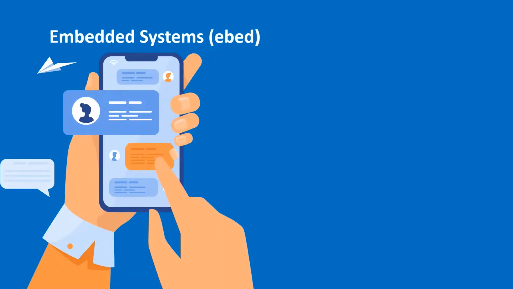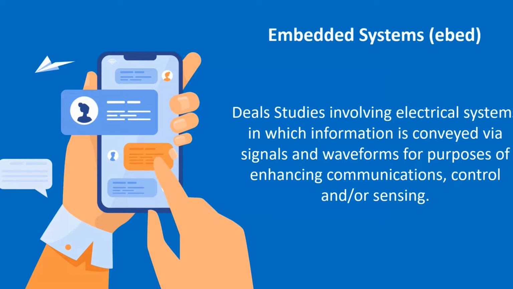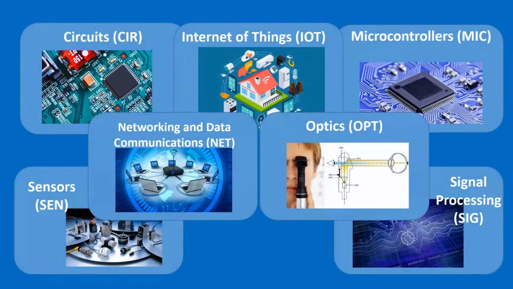The next category is embedded systems that revolve around electrical systems that mainly focus on enhancing communications, control, and sensing through signals and waveforms. Subcategories are as follows. A GPS tracker system is an example of signal processing that integrates signals from the global navigation system network to supply the current location, direction, time, and speed of the tracked vehicle or device.